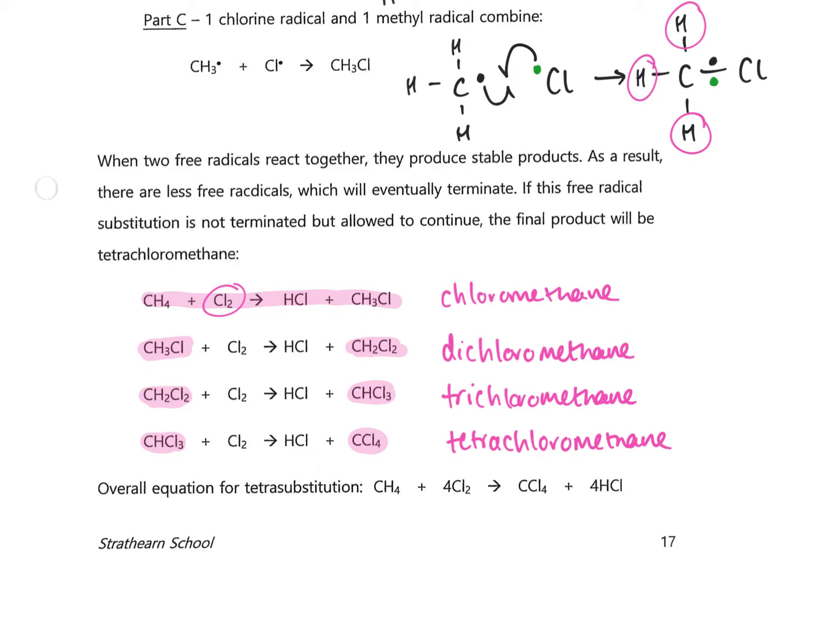And overall, the equation for the tetrasubstitution, in other words, substituting all 4 of the hydrogen atoms with chlorine, is CH4, your methane, reacting with 4 chlorine molecules to give your CCl4, your tetrachloromethane, plus 4 hydrogen chloride molecules. So this is what can happen if termination does not happen. The reaction will continue as a series of chain reactions and continue to substitute that chloromethane molecule.